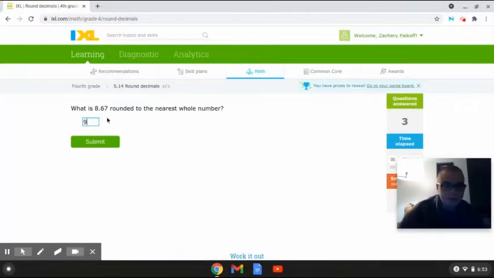So the answer for this problem is 9, because we took a look at the key digit and saw that the number next to it was bigger than 5, so we rounded it up. And 9 is 8.67 rounded to the nearest whole number. And that is how to solve this problem. So I'm going to be doing a couple more with you guys.